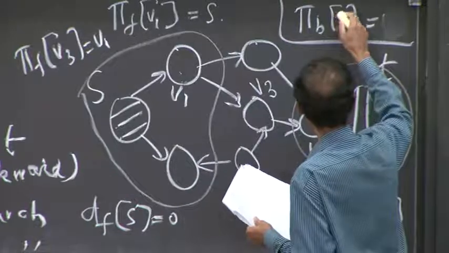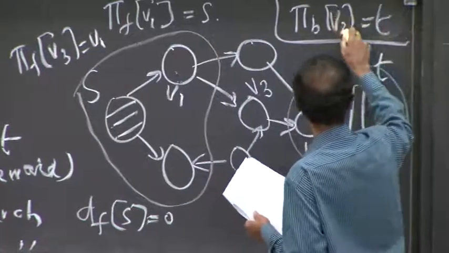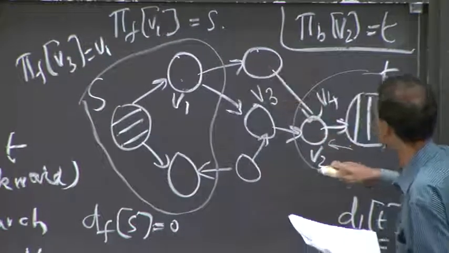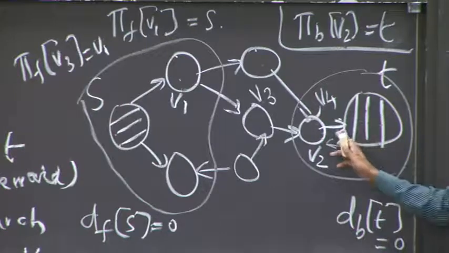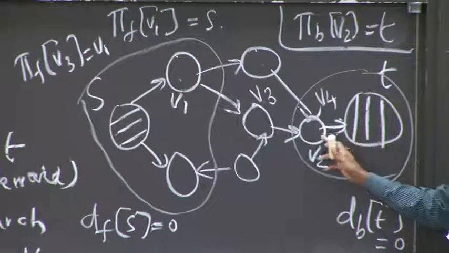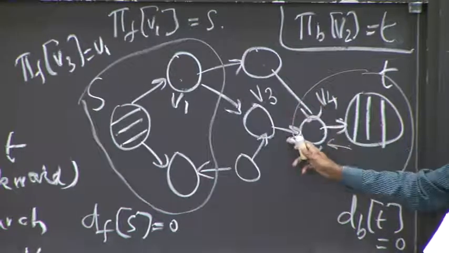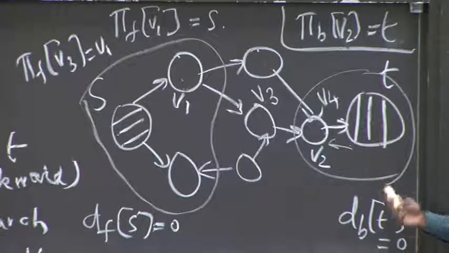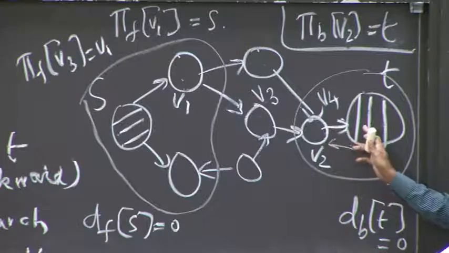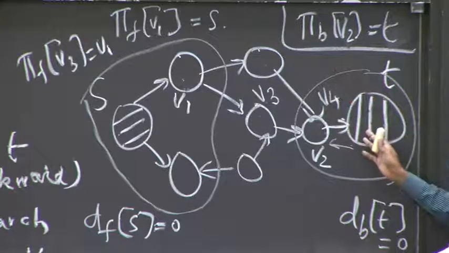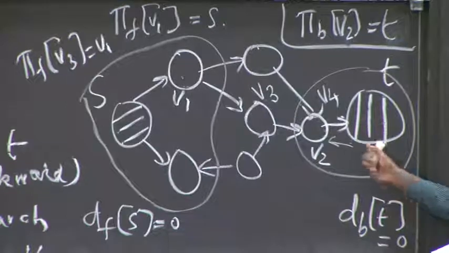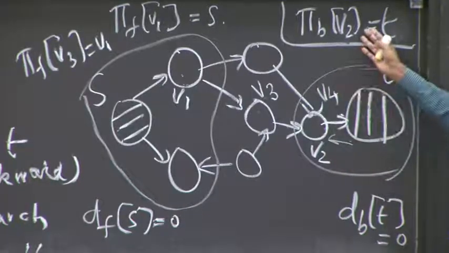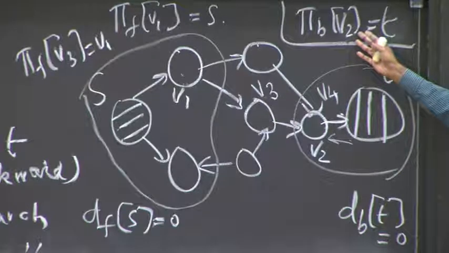I have pi b of V2 equals T, and if I followed this edge here, then I'd have the appropriate relationship, but let's just stick to this one because that's the simple example. I don't quite know whether this edge is going to be part of my shortest path or not. It might be, and that's something that we'll compute, but what I have here is the predecessor relationship corresponding to the backwards edge, and so that's like flipping this edge, and hopefully that makes sense now.